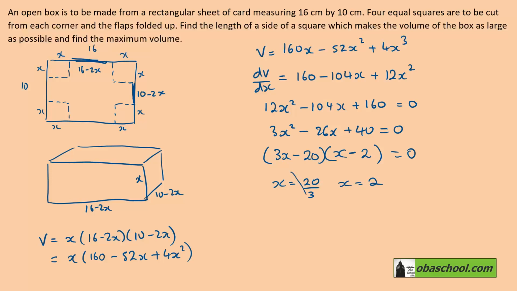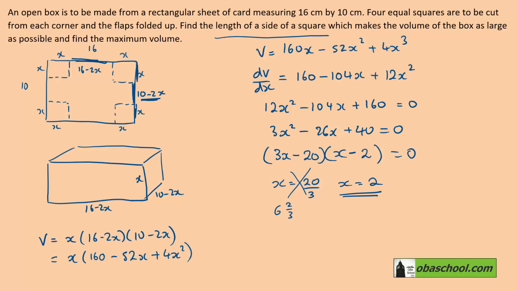Now, this one here is not valid. 20 over 3 is 6 2/3. You just simply can't cut out 6 2/3 from 10 on this side. So it has to be x equals 2.